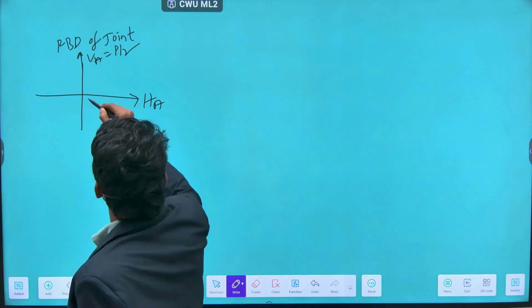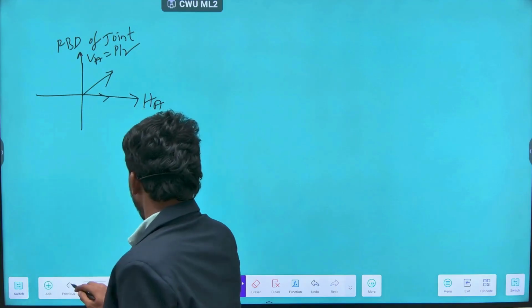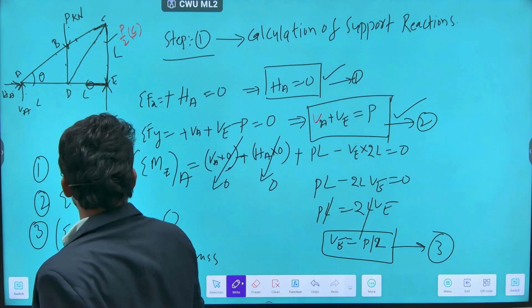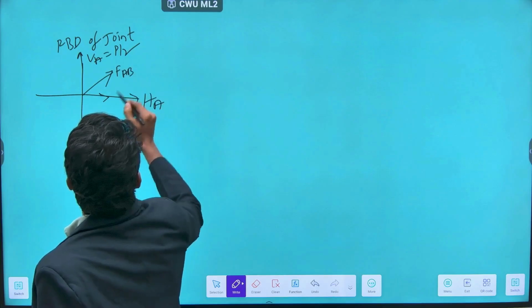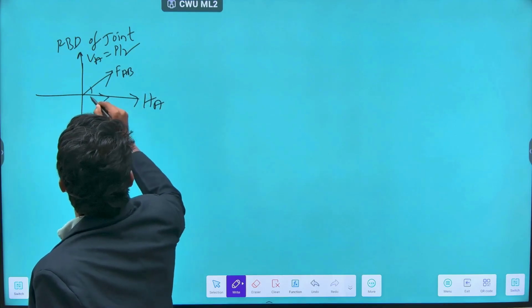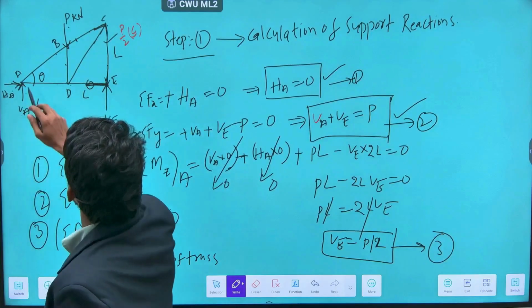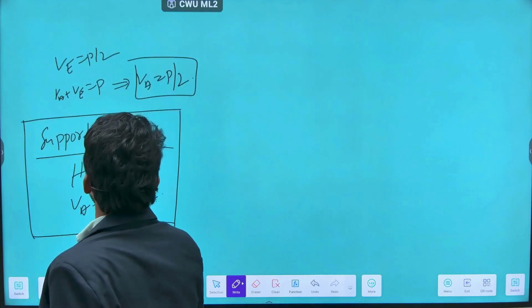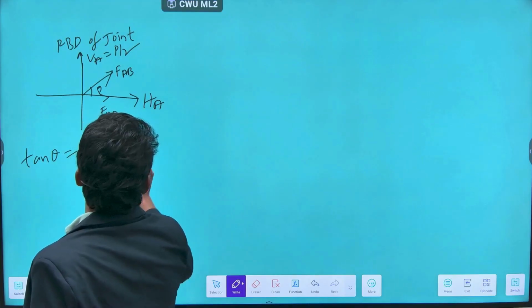Then I have a member in this direction, I have force in this direction also. So this is FAB, this is FAD, and this is angle theta. Now let us see what this angle theta is. So tan theta is L by 2L, it is 1 by 2.